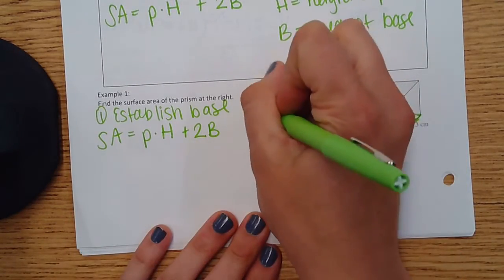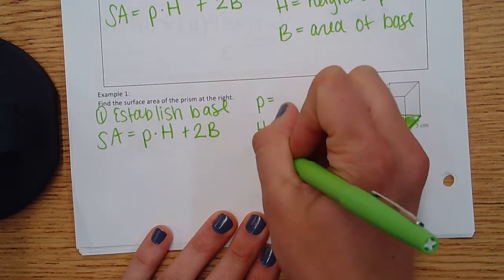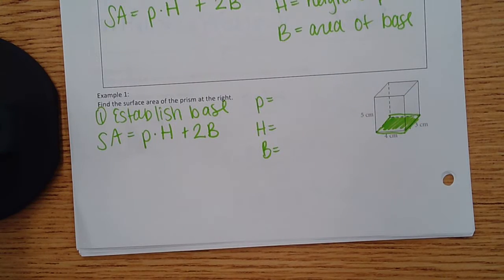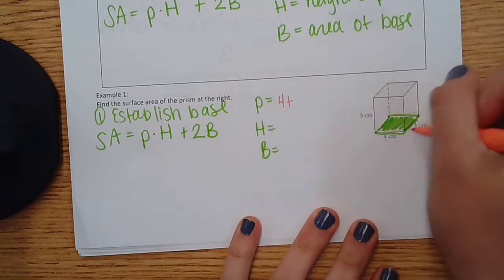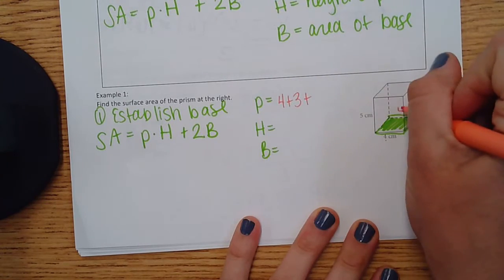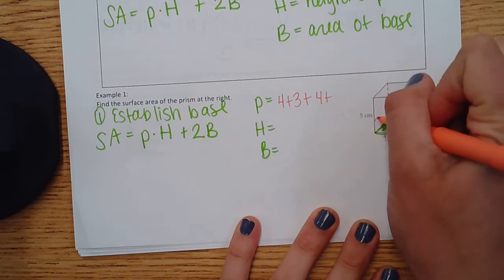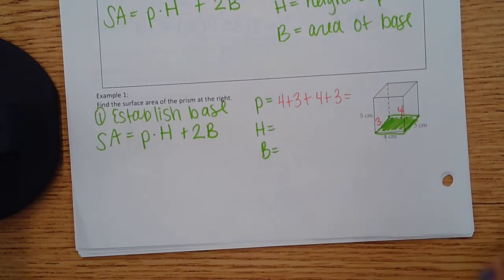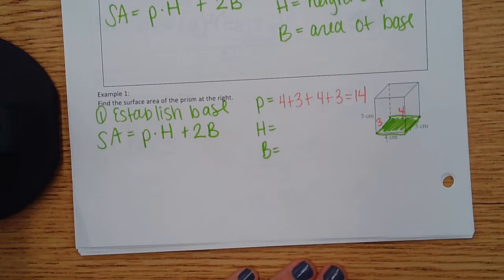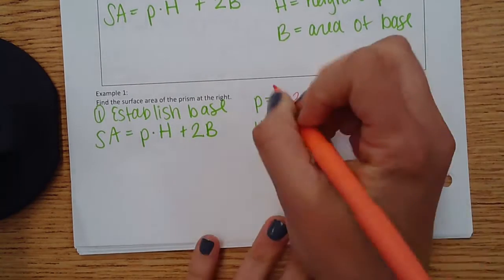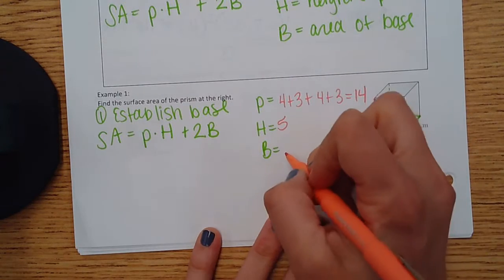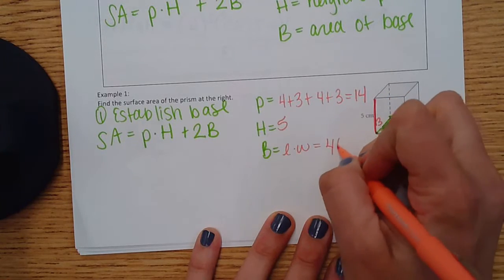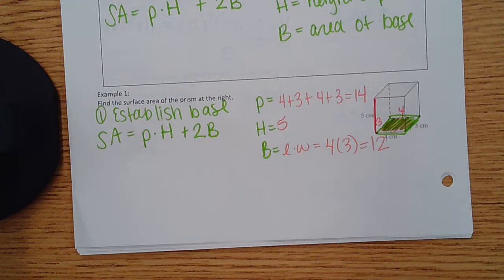So here we go. Let's figure out what all of our pieces are. Perimeter of the base: perimeter is when we add up all four sides. So we have 4 plus 3 plus 4 for that one there plus 3 over here. The perimeter of that is 14. Height of the prism is this 5 here. Now, area of the base: I'm taking the area of this rectangle, so I'm doing length times width, which is 4 times 3. So the area of that base is 12.